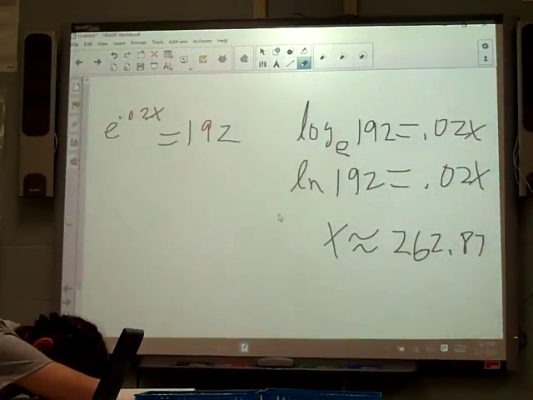If you'd hit natural log of 192 and rounded that and then divided by 0.02, in this class it wouldn't have been the end of the world. But when you're doing something where being more accurate and more precise is important, you want to try to round as few times as possible. That's why I was saying to solve it, save it, and don't round it yet.